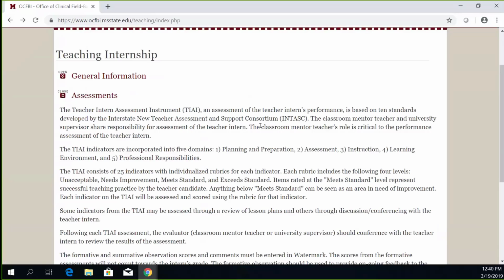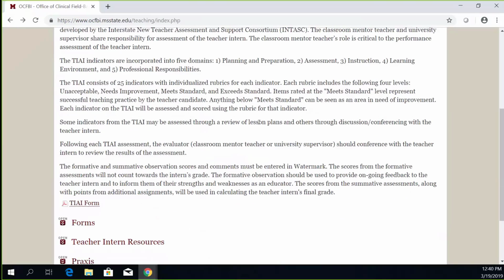You'll notice it's based on the 10 standards of the INTASC, the Interstate New Teacher Assessment Support Consortium, which means that we're aligning our standards with a national consortium of all other colleges. The TIAI has been adopted by all colleges in the state of Mississippi. So the TIAI is not in other states, but it's lined up with a national consortium of other colleges.